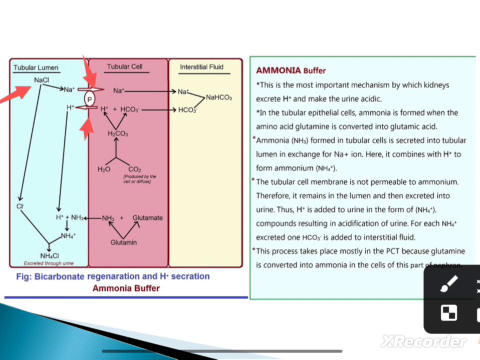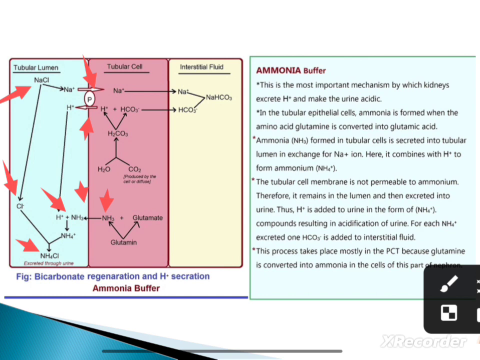All of you know that glutamine is an amino acid that contains two amino groups. When it removes one amino group, this glutamine converts into another amino acid, glutamate. So this free ammonia enters into the lumen and binds with the previously formed hydrogen, converts into ammonium, and from the filtrate it will get chloride and form ammonium chloride that passes through urine.